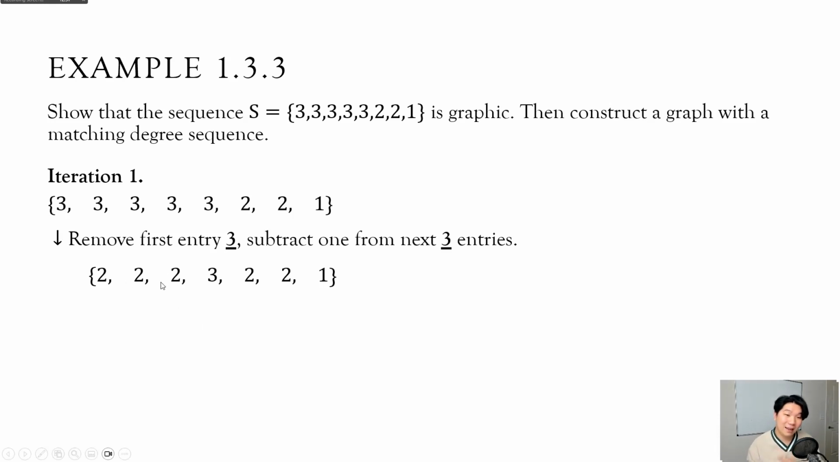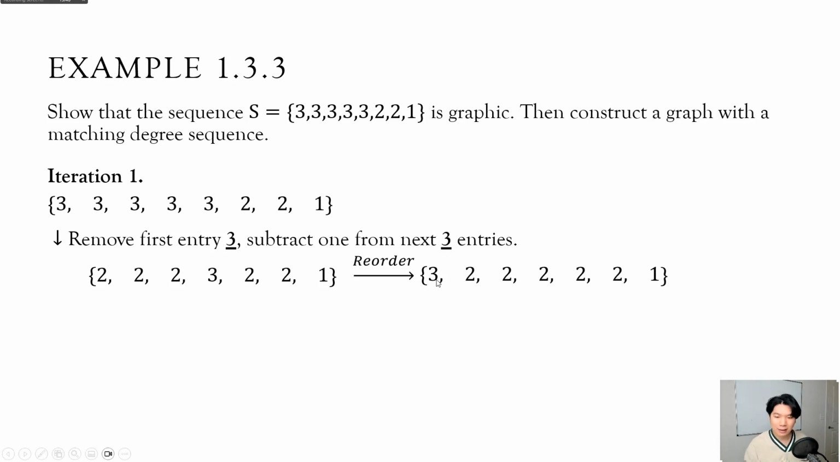So I did my first part of the iteration, and I need to reorder this because a degree sequence is from largest to smallest, and clearly I'm not from largest to smallest. If I reorder this, I have 3, 2, 2, 2, 2, 2, 1. Notice here that I started off with 1 sequence, and then I reduced it down to a smaller sequence. Originally, I had 1, 2, 3, 4, 5, 6, 7, 8 entries, and now I only have 7 entries. So this is 1 iteration of my Havel-Hakimi algorithm.